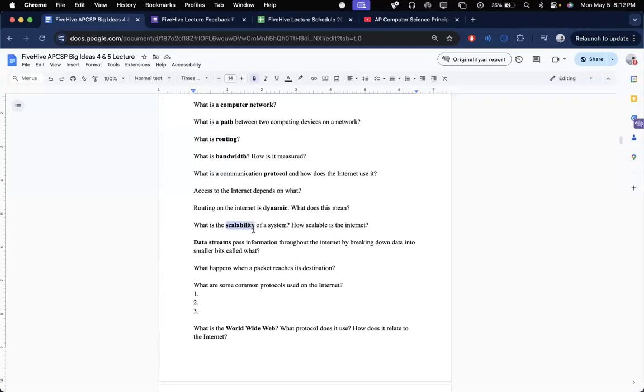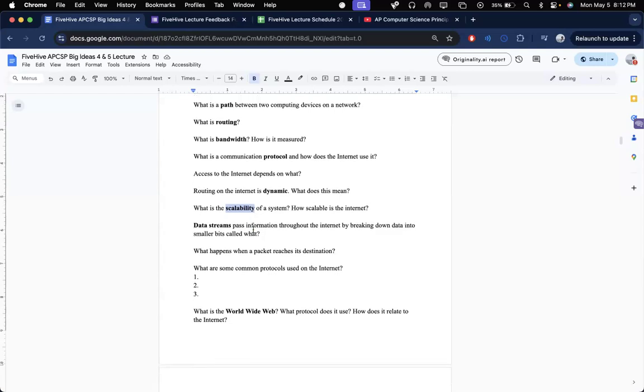Scalability. What Armand kind of said was the internet is adaptable to scale, right? So what that means is as it grows larger, the capacity of the system can change to accommodate that change in size, right? And that's pretty much all that means. If there's more people, there's going to be more demand, and so there's going to be more stress put on the system. But if that system is scalable, then it'll be able to handle that stress.